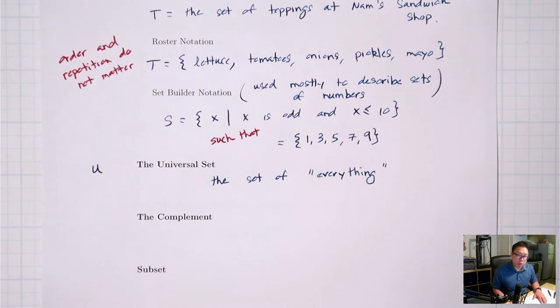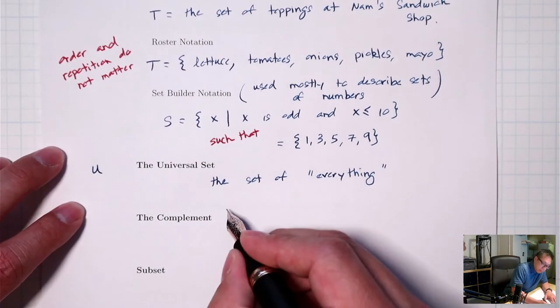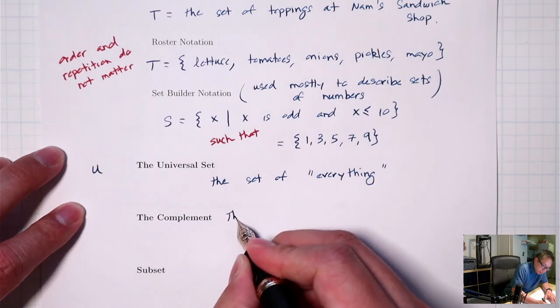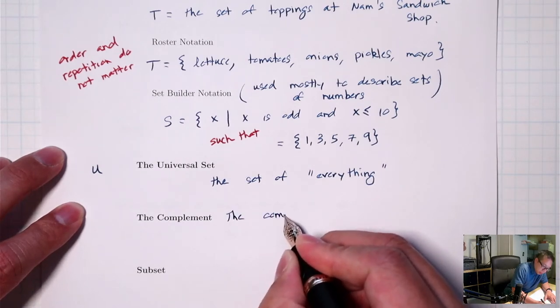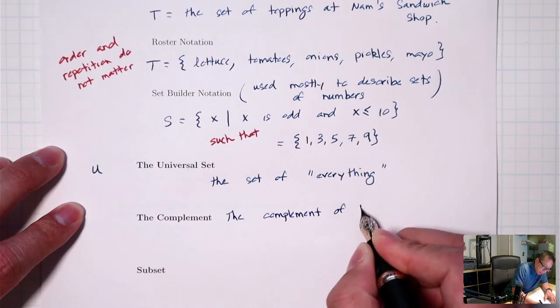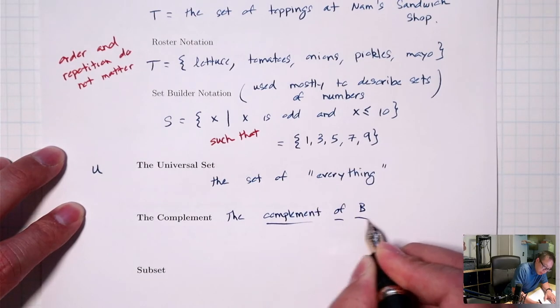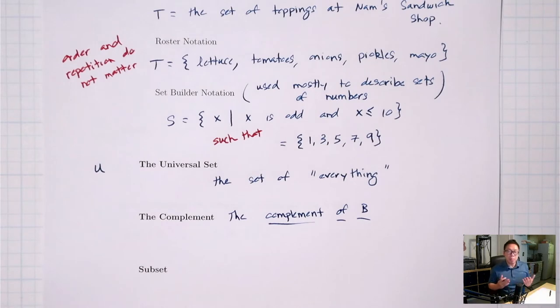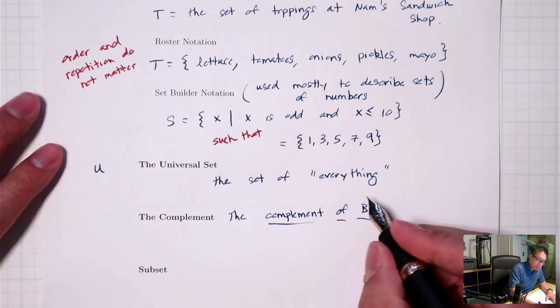Next terminology here is complement. Okay, so the complement of a set B is basically the set of everything that's not in B.